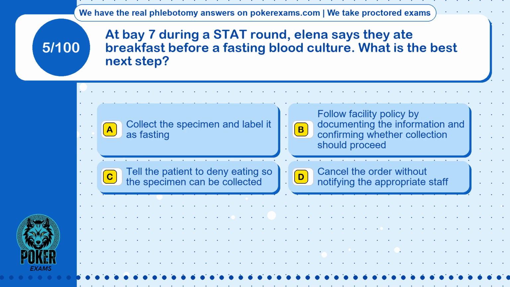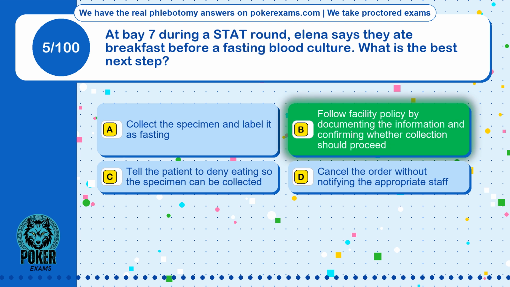Option A. Collect the specimen and label it as fasting. Option B. Follow facility policy by documenting the information and confirming whether collection should proceed. Option C. Tell the patient to deny eating so the specimen can be collected. Option D. Cancel the order without notifying the appropriate staff.